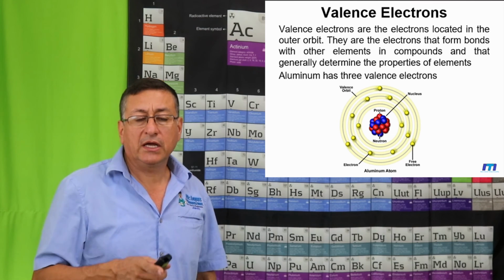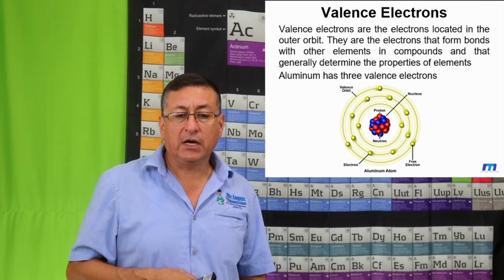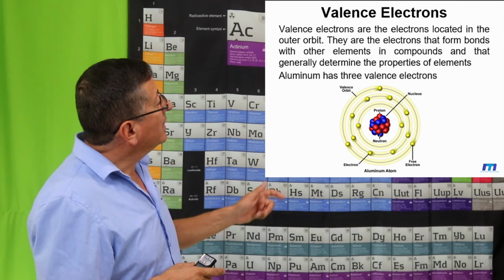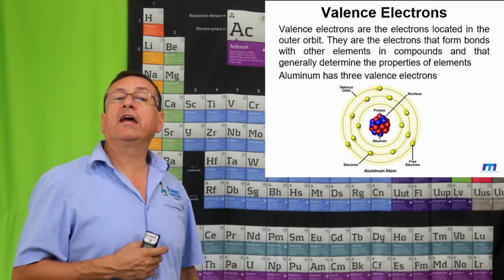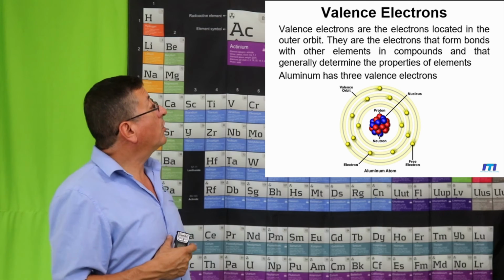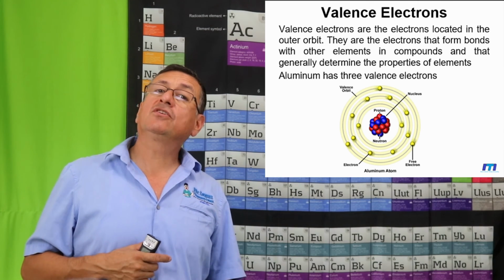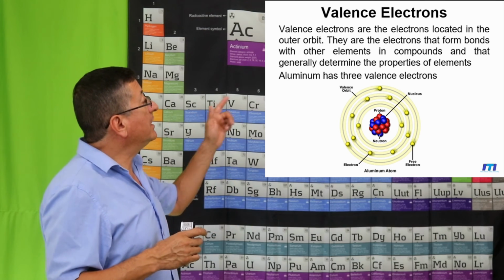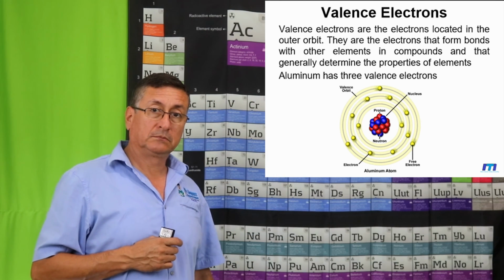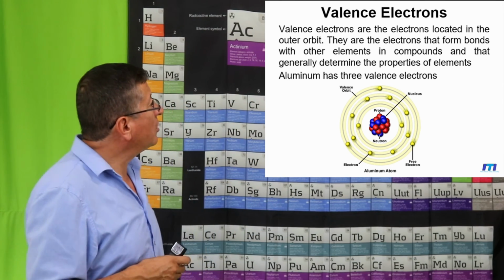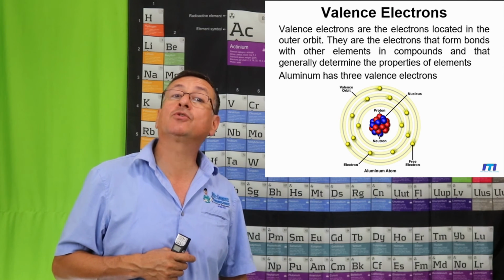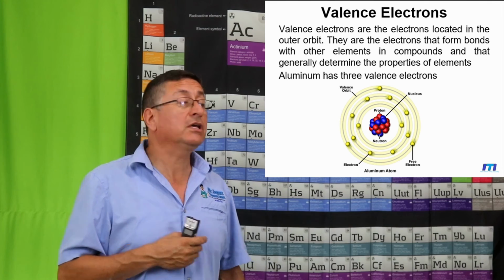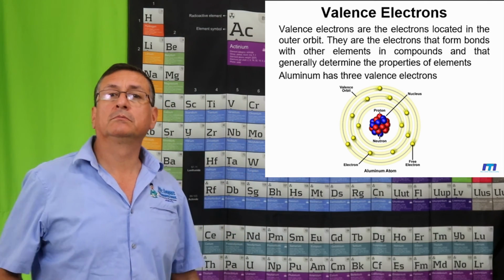For example, in this particular example, I think that this is aluminum. Aluminum has in total 13 electrons. Okay. Where are they located? Let me check. Aluminum has 13 electrons in total. In the last orbit, aluminum only has 3. Where are the other 10 electrons located? In the previous orbits.